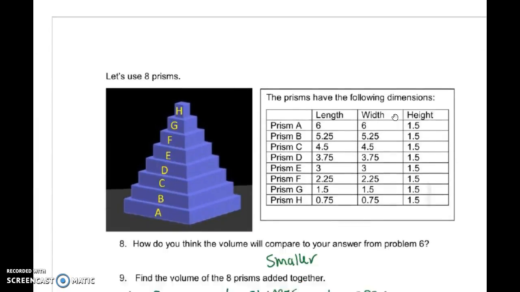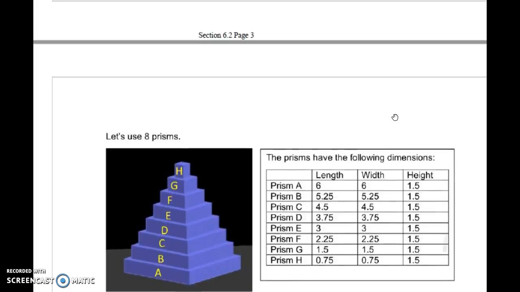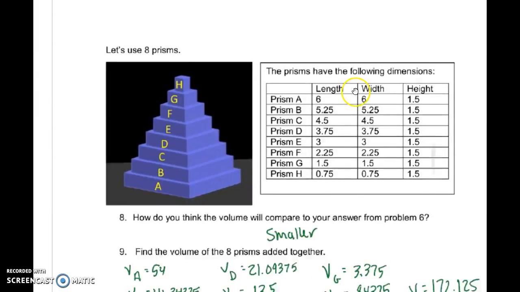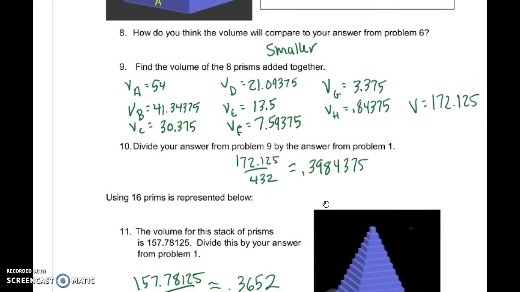Do it more with 8 now. And I'll save you the gory details of it. But essentially, we're going to calculate the volume of these 8 prisms and add them up. We get 172.125, which we can tell is smaller than what we just had for this volume, but not significantly smaller. So now we're looking at close to 40% of the original.